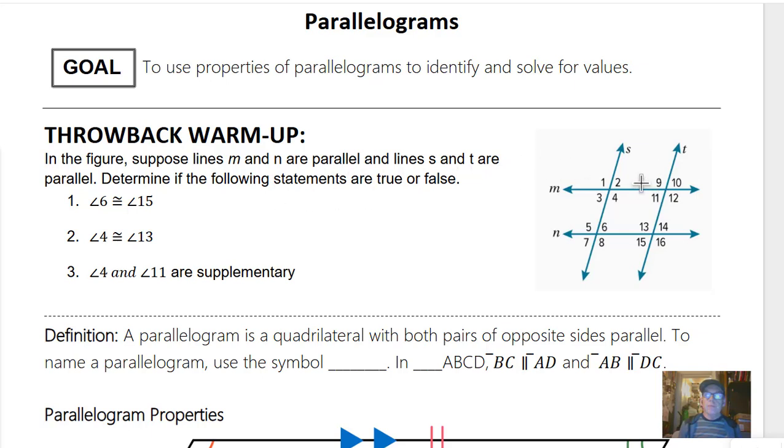Throwback warm-up. Suppose these lines are parallel to each other. Let's look at 6 and 15. Angle 6 and angle 15 are examples of alternate interior angles. Now 4 and 13: 4 would be congruent to 5, and 5 would be congruent to 13 because of corresponding angles. So alternate interior angles and then corresponding angles.